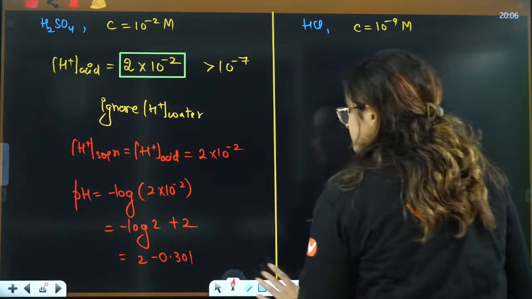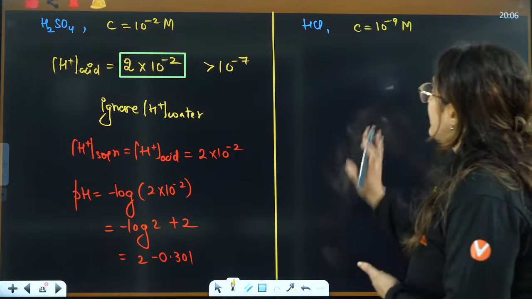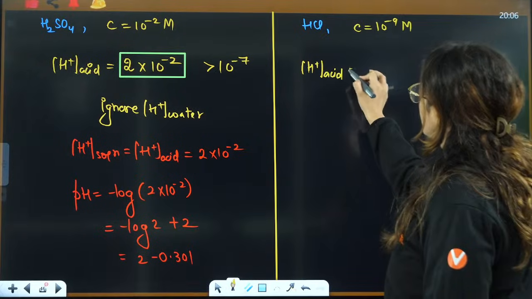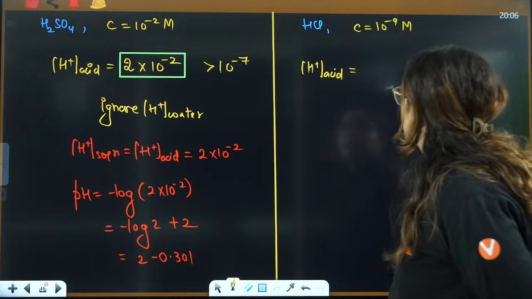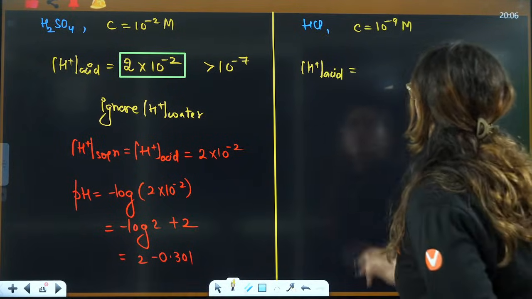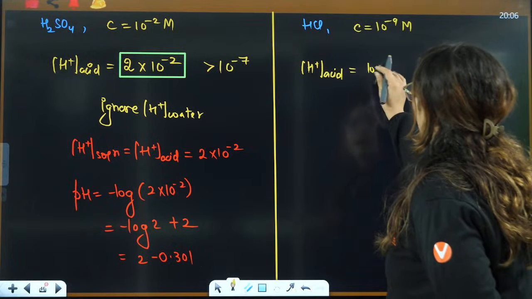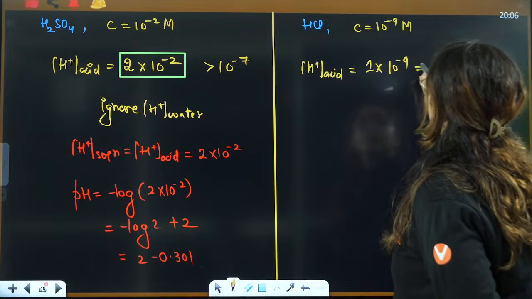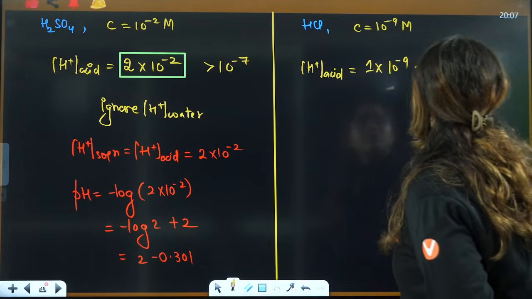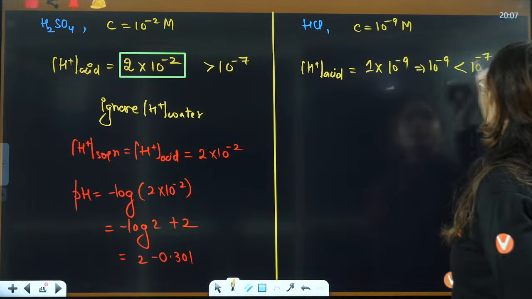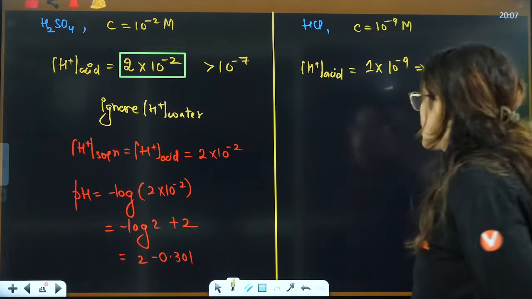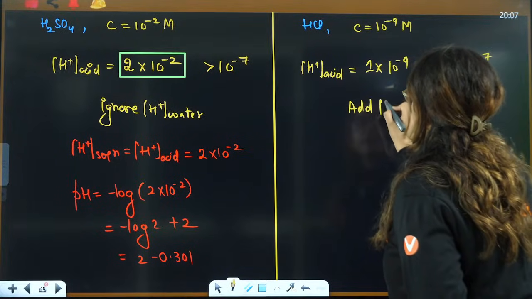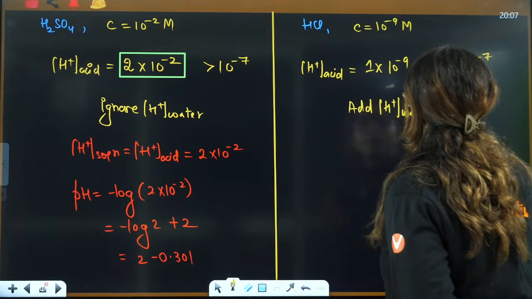See, here H positive from acid is going to be what? Here this is going to be basicity, that is 1 into 10 raised to power minus 9, which is definitely less than 10 raised to power minus 7. So we can say now you need to add H positive from water.